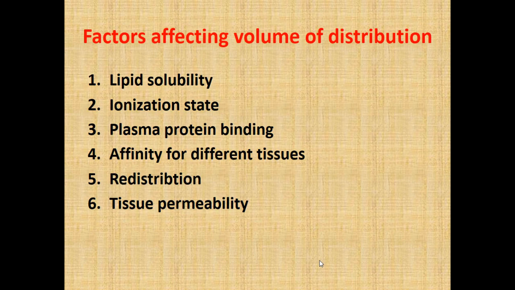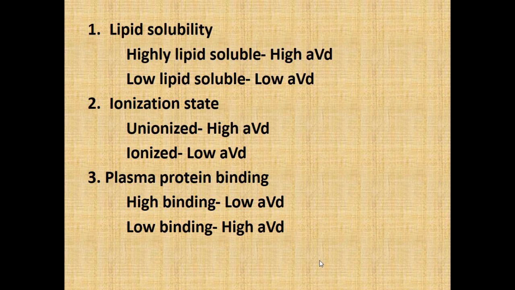Then, the factors affecting the volume of distribution. These are the major factors that affect it: lipid solubility, ionization state, plasma protein binding, affinity for different tissues, redistribution, and tissue permeability. How do they affect it? If a drug has high lipid solubility, it will have a high volume of distribution. If a drug is in the unionized state, it will have a high volume of distribution. Then plasma protein binding: if a drug has high plasma protein binding, it will circulate only in the blood.